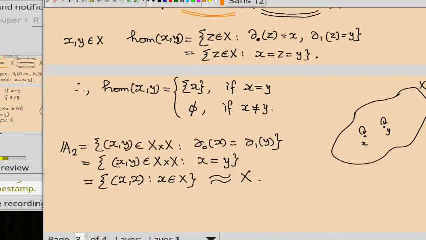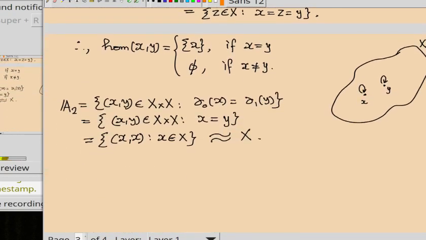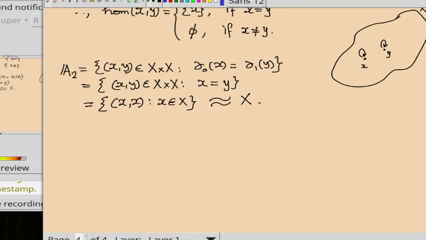Okay, so what is the picture? The picture is, the moment I take a set X, I can consider the set X as a category whose objects are the elements and morphisms are nothing else but the identity maps. Okay. So this gives rise to something called a discrete category.